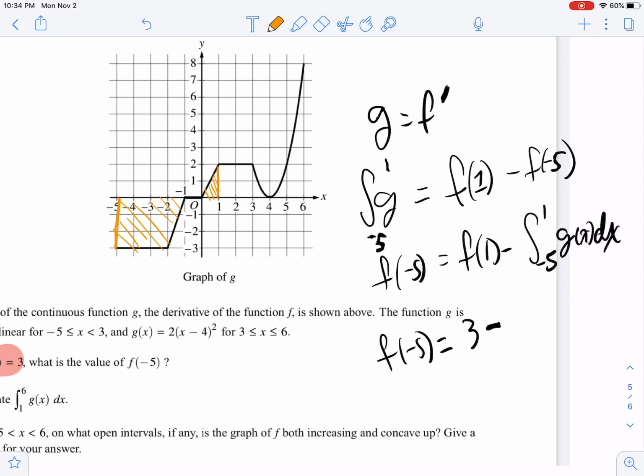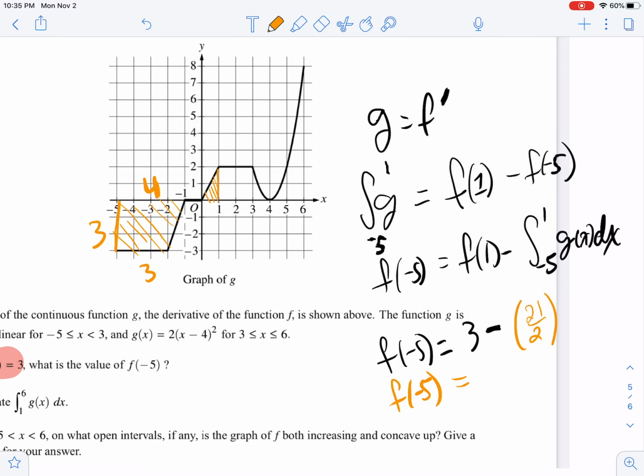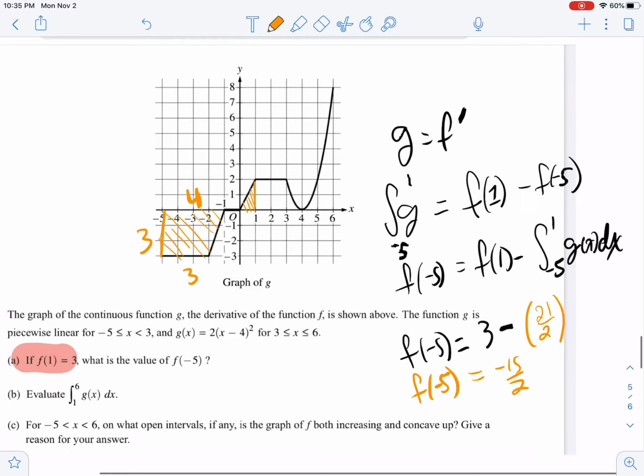The area of this trapezoid has height of 3, base 1 of 3, base 2 of 1, 2, 3, 4. So this is 1/2 times 3 times 7, which is 21 over 2. So f of -5 is going to be equal to whatever 3 minus 21 over 2 is. So it's what, -15 over 2? Yeah, -15 over 2. All right.